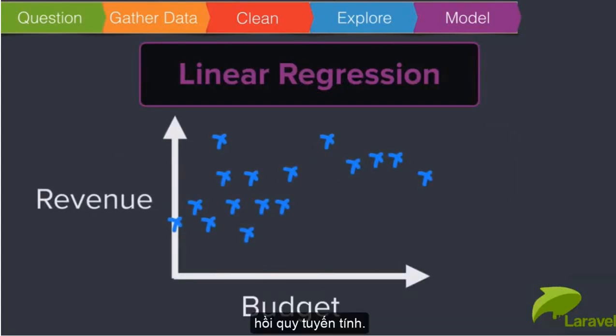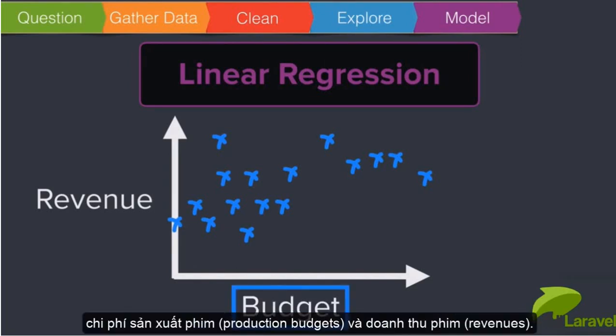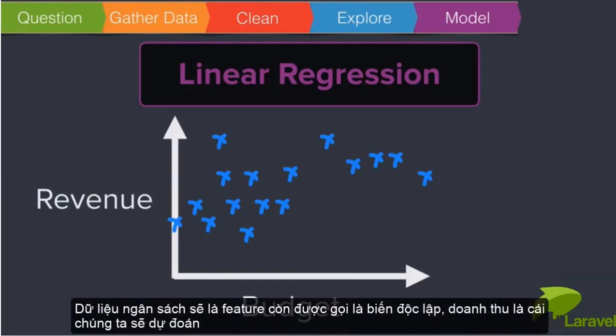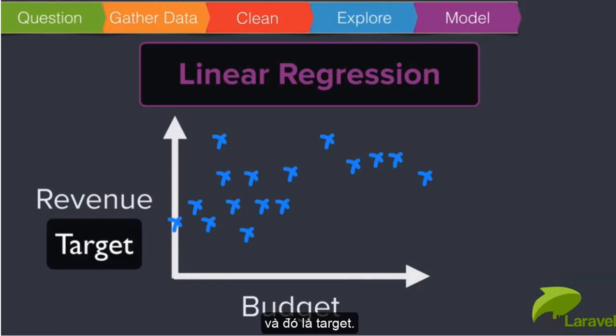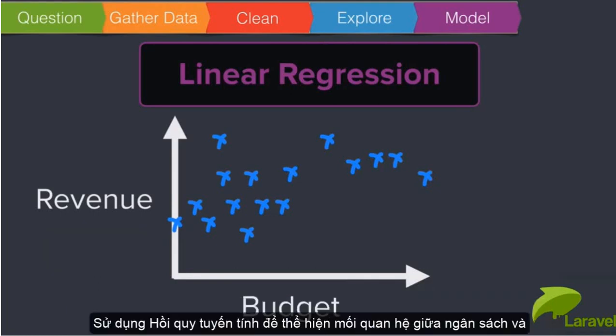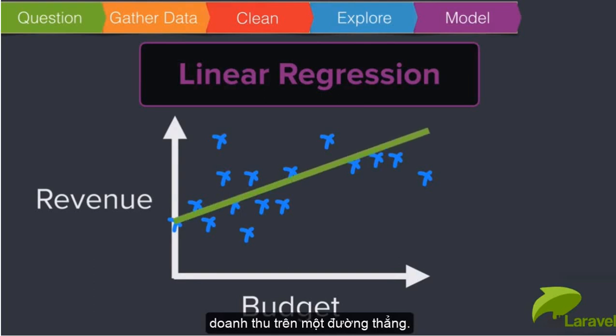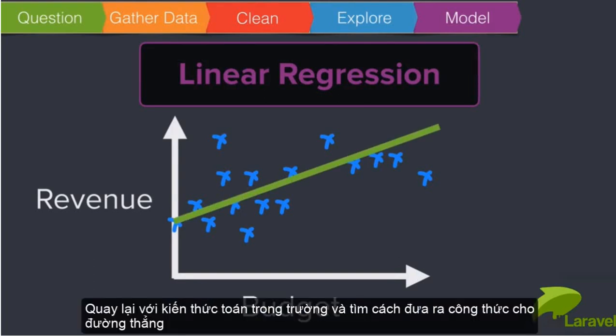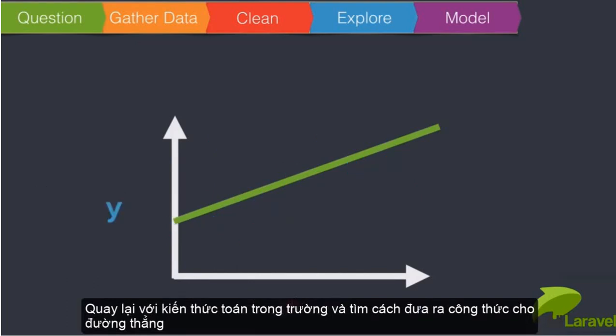Our linear regression will get 2 kinds of data. It will get our film production budgets, and it will get our film revenues. The budgets will be our feature, also called the independent variable, and the revenue are what we are trying to estimate. That will be our target. What the linear regression will do is try and represent the relationship between the budget and the revenue as a straight line. But here's the rub. What kind of line? Let's think back to high school math class and let's think about what describes a line.